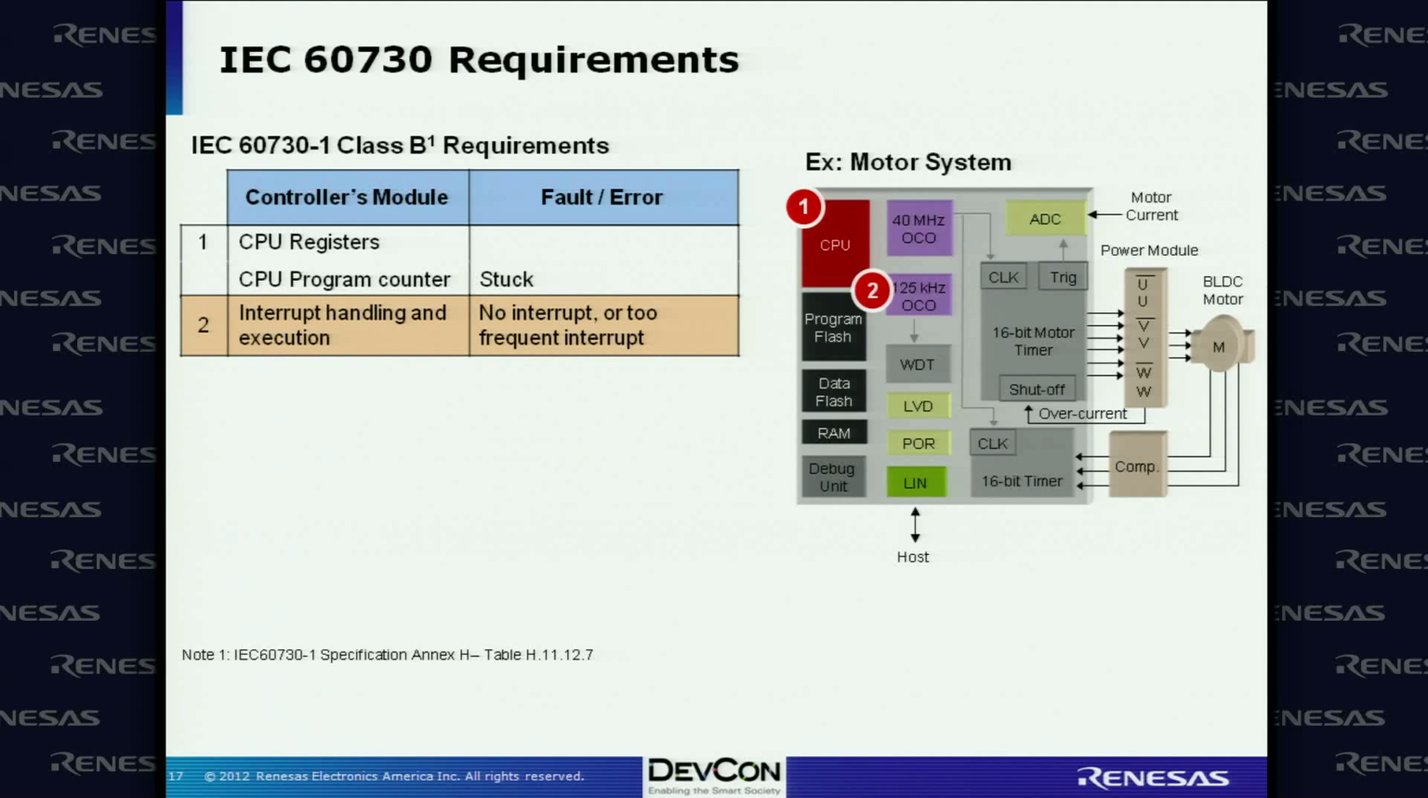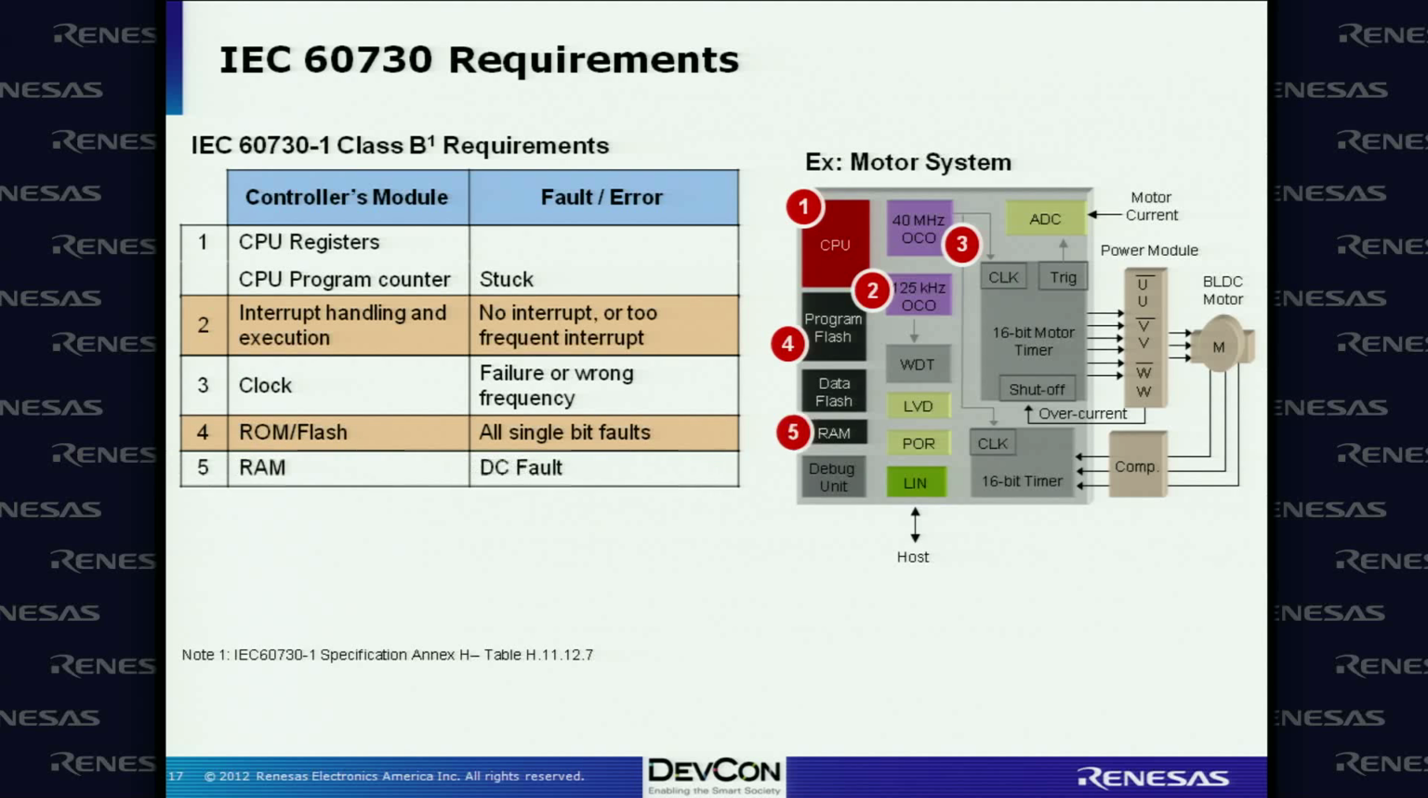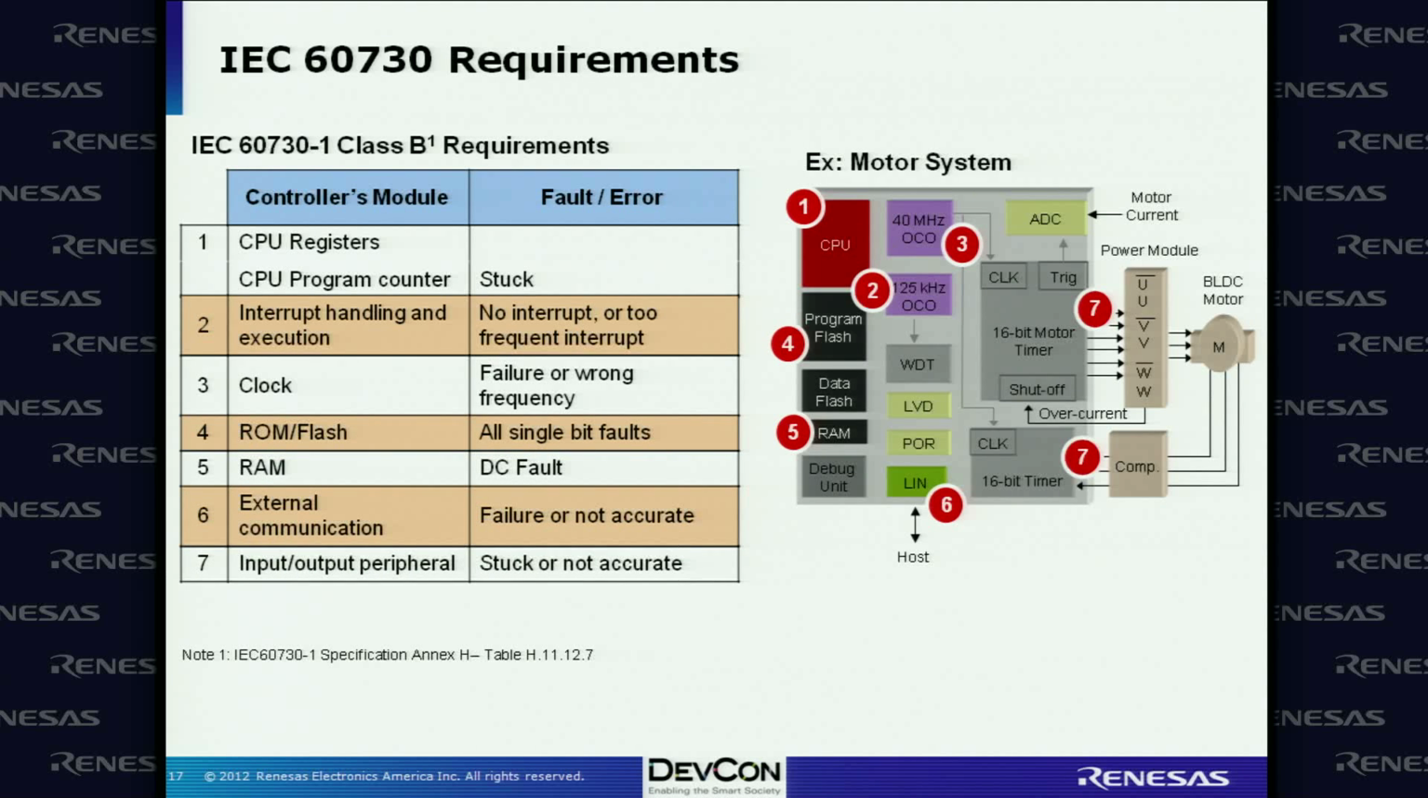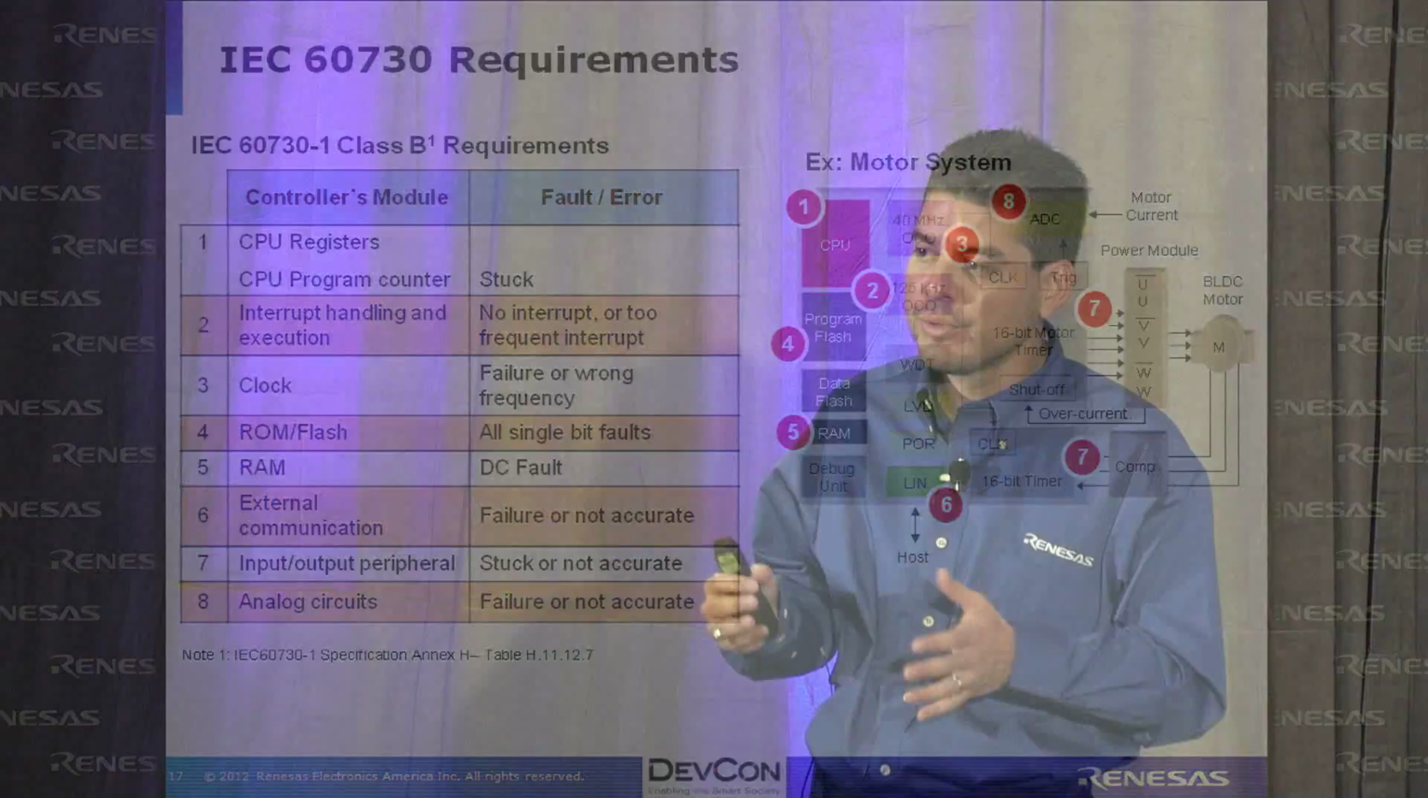And the 60730 calls out 8 different requirements that are related to a controller. So we must be able to test for the CPU, for data integrity, interrupt handling, clocking, your data integrity for your ROM or flash, RAM, communications if you have multiple subsystems within a system. You want to make sure those are reliable.